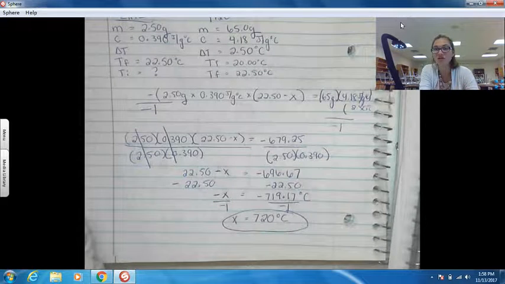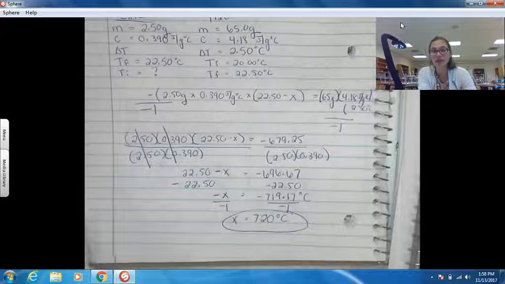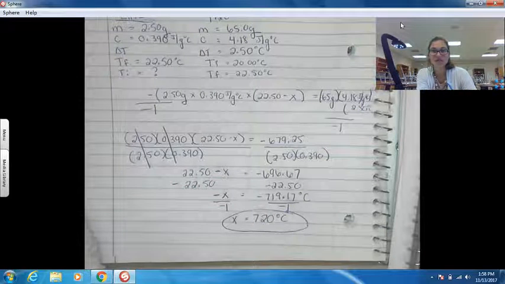This is how you do calorimetry problems. Yes, it's a big equation, but if you take it step by step, you can solve for the missing variable.